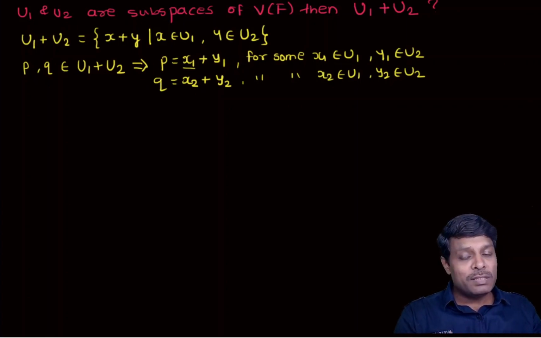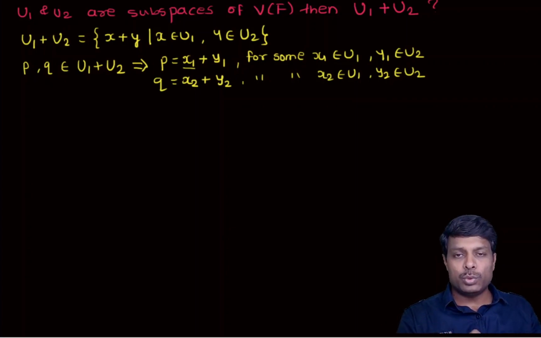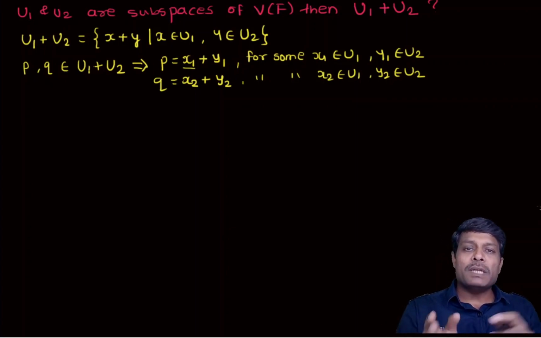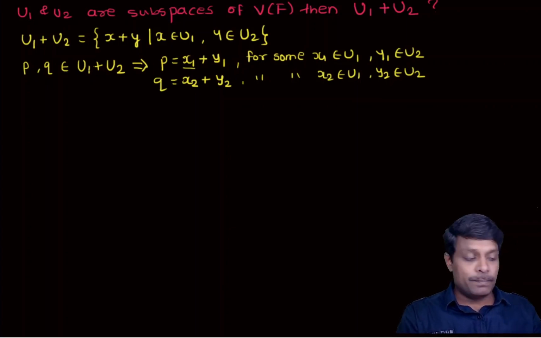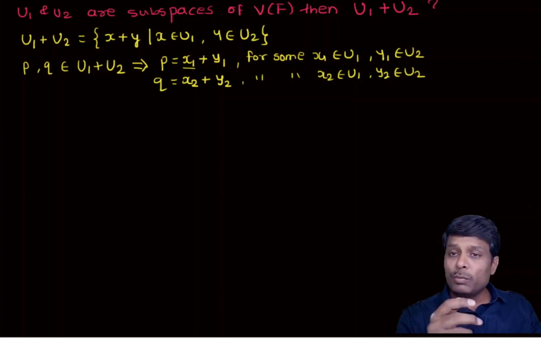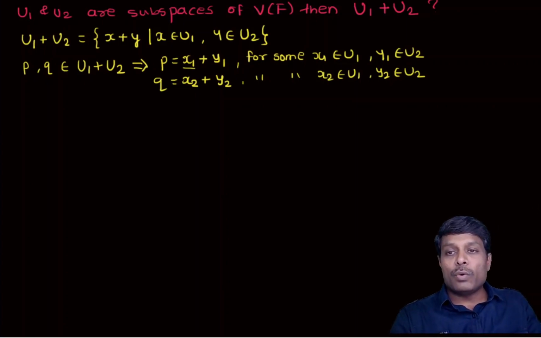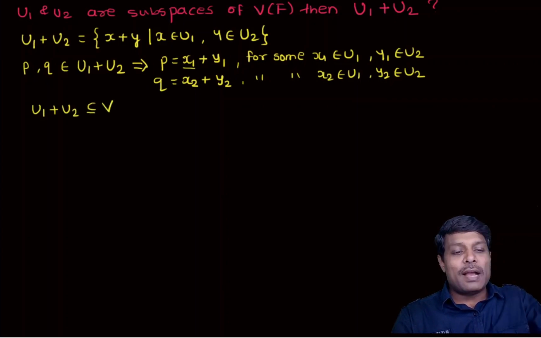Similarly, Q is a member of V. It means that any two elements, or any one element, if you are considering from u1 plus u2, that element must again be a member of V. And if this happens, then we can say that all the elements of u1 plus u2 are members of V, and therefore u1 plus u2 is a subset of V.